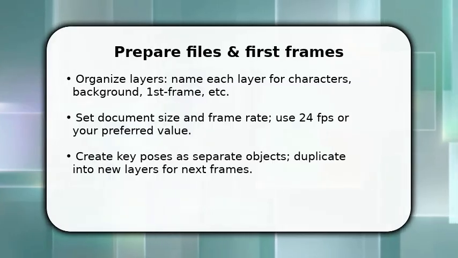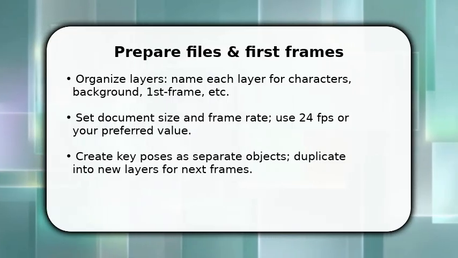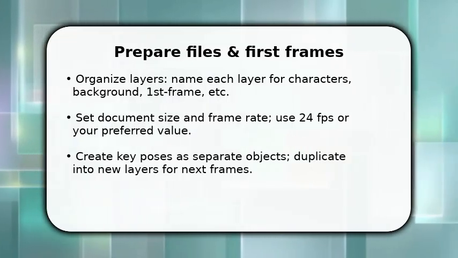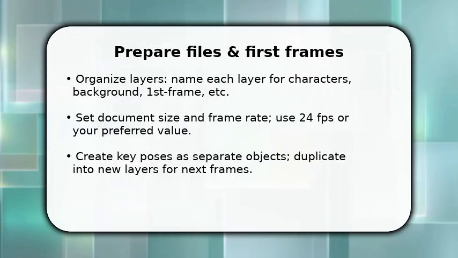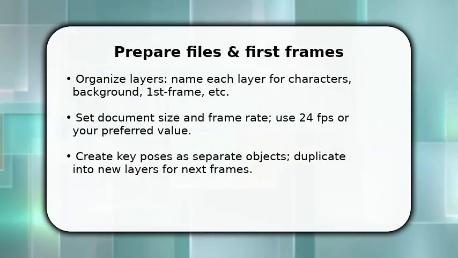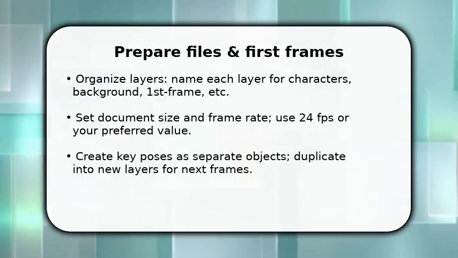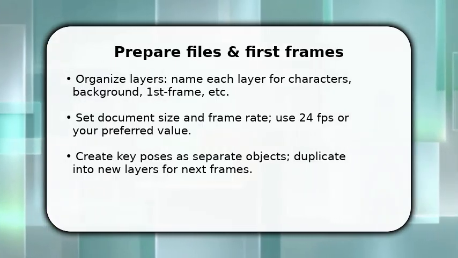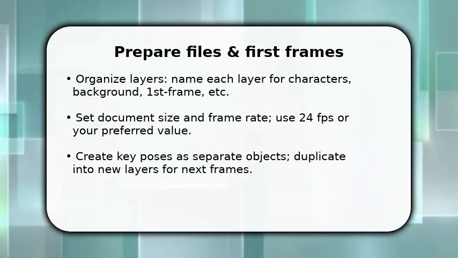You start by preparing reusable elements so animation is fast. Open your art, set document size, and choose a frame rate like 24 FPS. Create key poses on separate layers and name them clearly: character, arm, eye, background. Once done, duplicate each key pose layer to form the first sequence of frames.